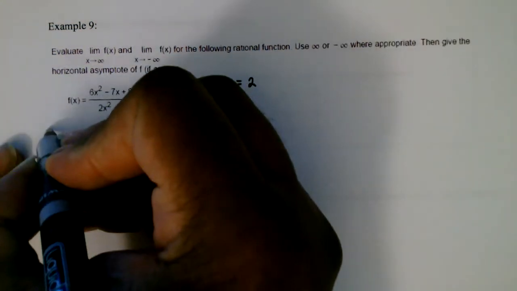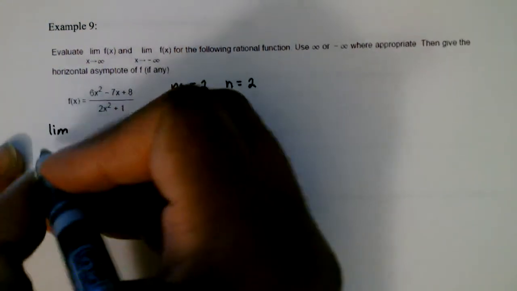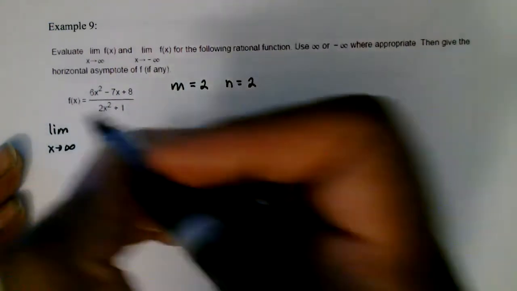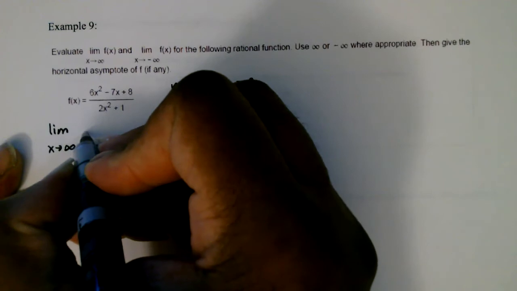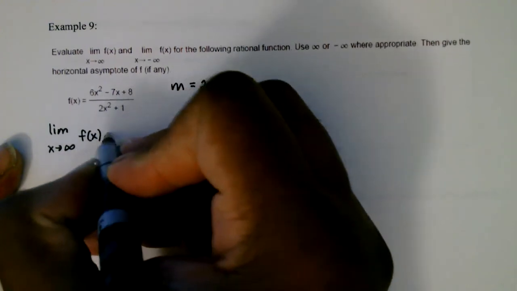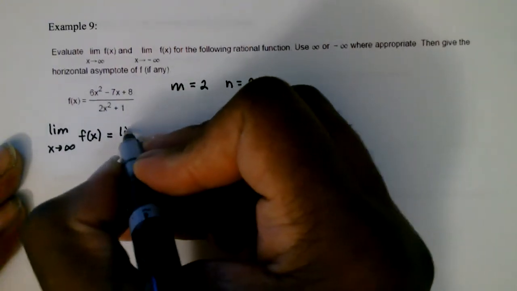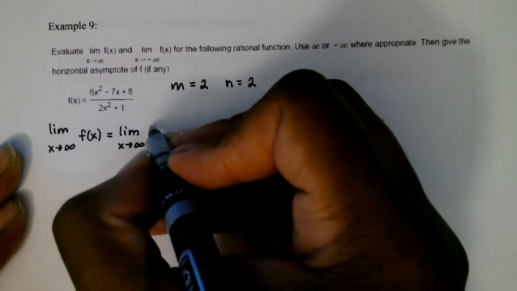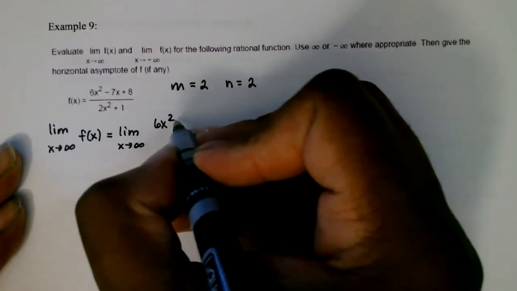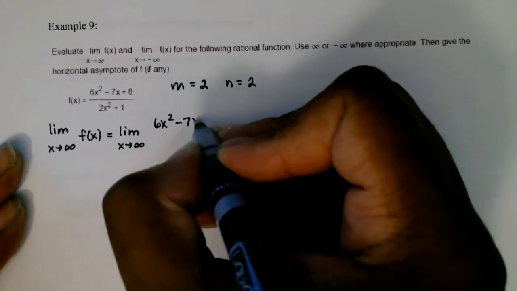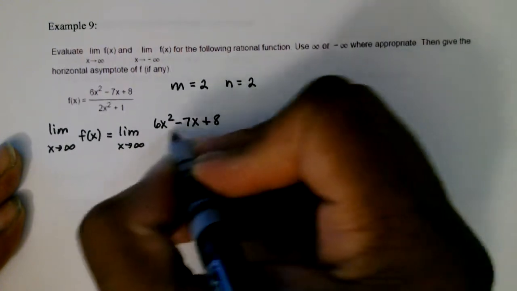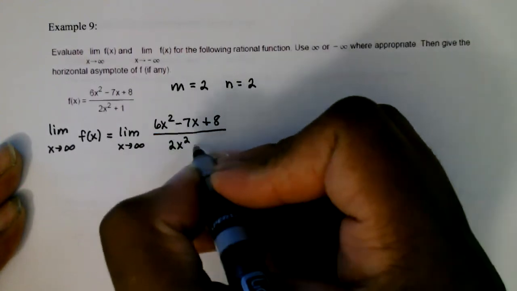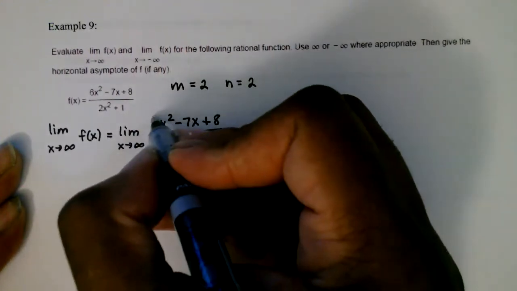So what I'll do here is take the limit as x approaches positive infinity of f of x. And of course, f of x is 6x squared minus 7x plus 8 divided by 2x squared plus 1.